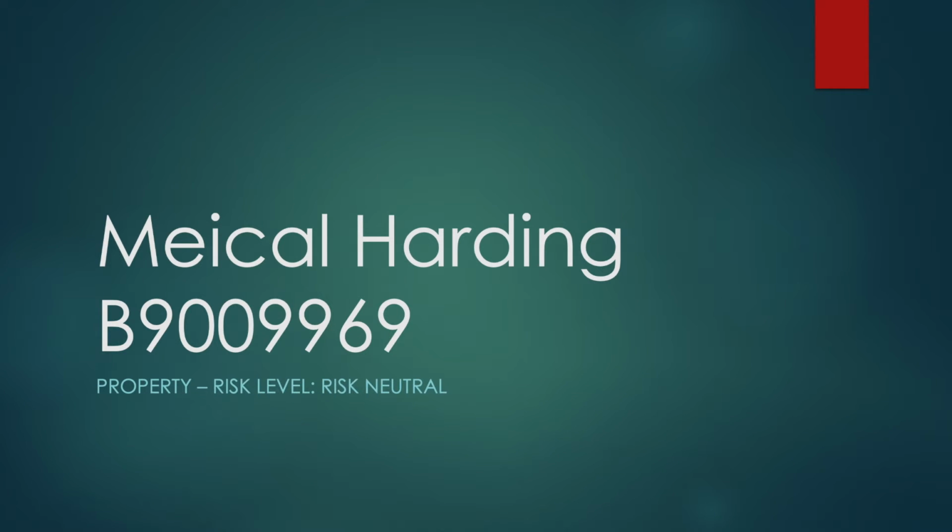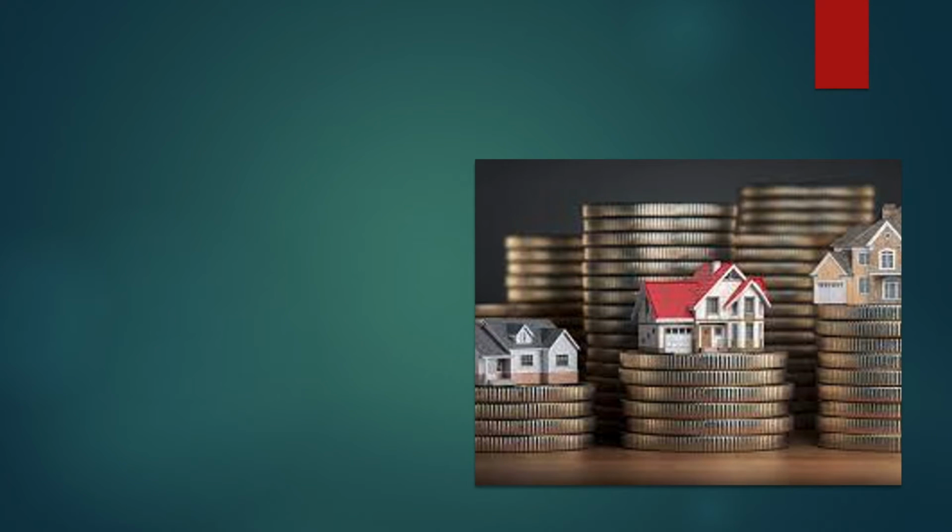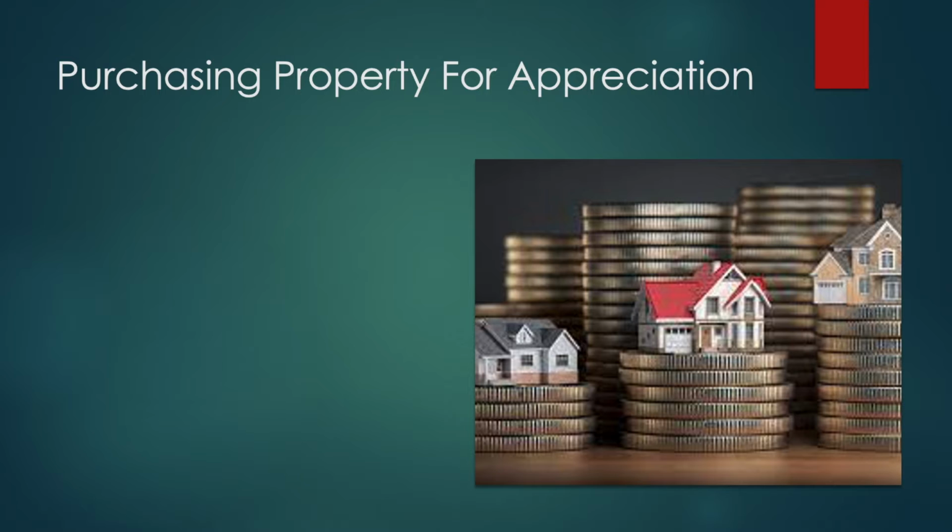My category of assets is property, and my client's tolerance to risk is risk neutral. So there's many different ways that my client could invest into property, and the first method I'm going to look at is purchasing a property for appreciation. So this is outright owning any type of property in the hopes that within the next few years the property will increase in value, and my client will obviously make money off of the sale when the property is sold.